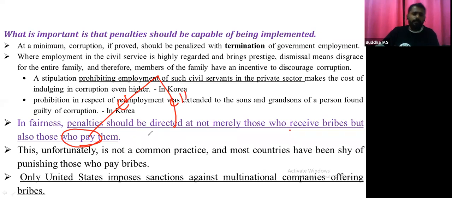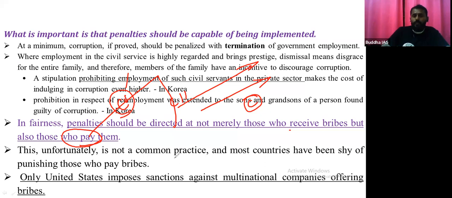In US, applying these kind of laws is easy because there are very less chance of coercive corruption there. As we studied, as the economy progresses, as the economy is liberated from the state, collusive corruption will be high, coercive corruption will be low. In America, coercive corruption is very less, right? This unfortunately is not the common practice.